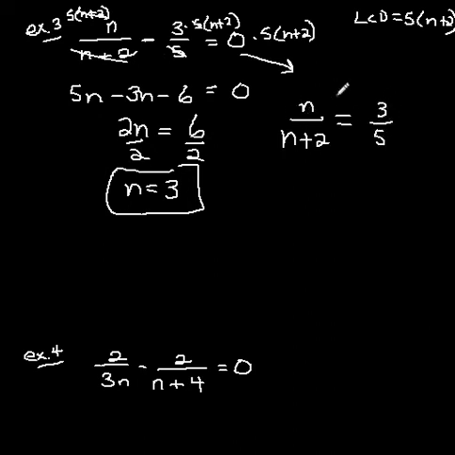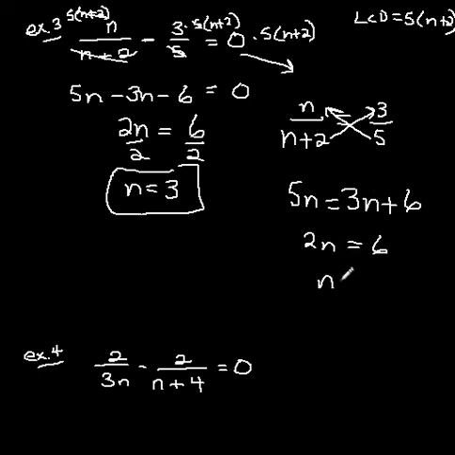When you have a fraction equal to a fraction, you can cross multiply. So I'm going to take this times this and get 5n, and then 3 times n plus 2, I'm going to get 3n plus 6. I'm doing this really quickly. Subtract 3n, we get 2n equals 6, n equals 3. I think that was a little bit faster, but you can do it however you want.